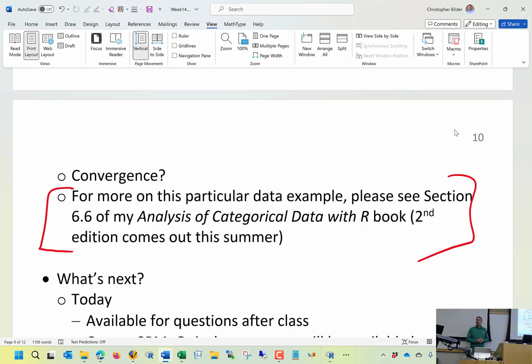This example that I just talked about is actually in the second edition of my categorical data analysis book. The first edition also contains a very similar example, but I use a different MCMC method than what I did here.